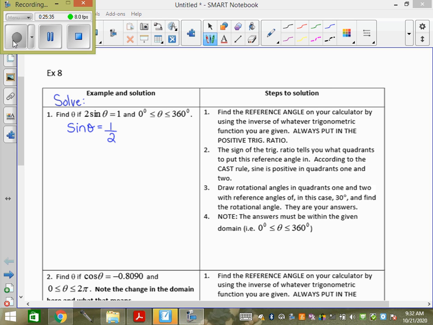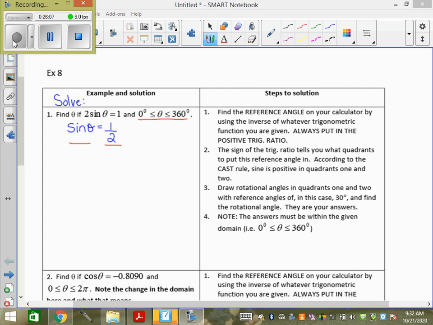So for this one, I want to know where sine equals a half. So we go to our unit circle, and I want to know where sine equals a half between 0 and 360. What is sine on your unit circle? Y. So I'm going to look at my unit circle for when y is a half, positive. Remember, sine is only positive in quadrants 1 and 2, so that's where I'm going to look for it.